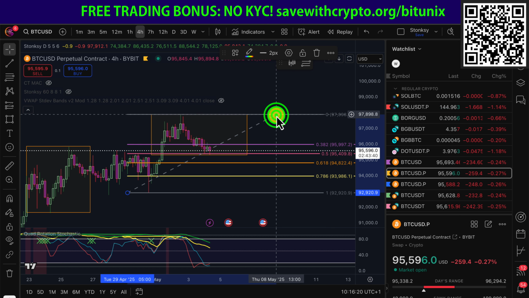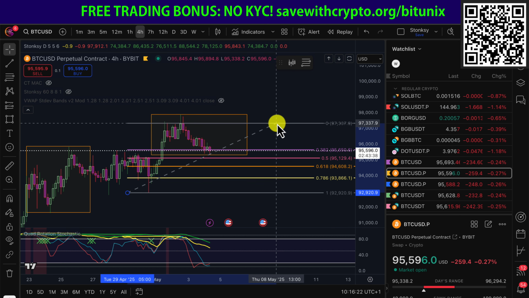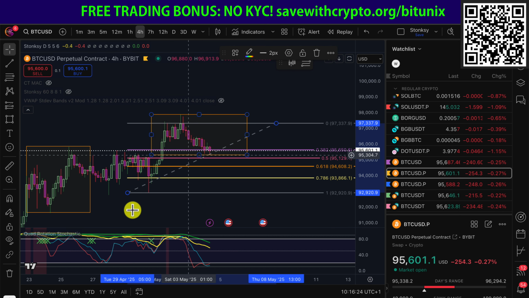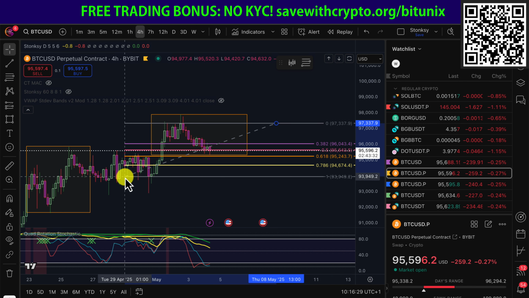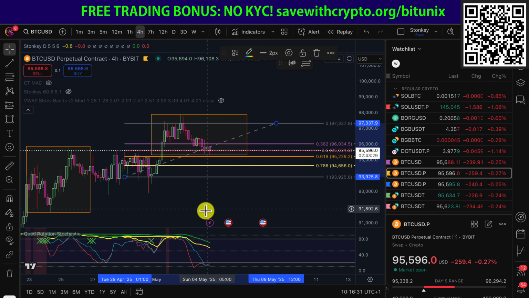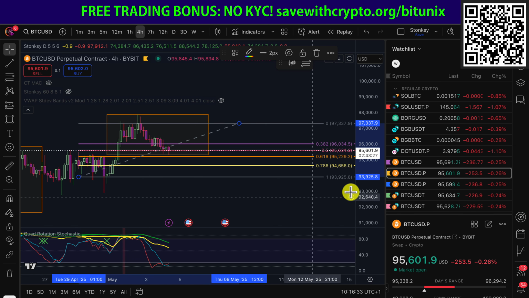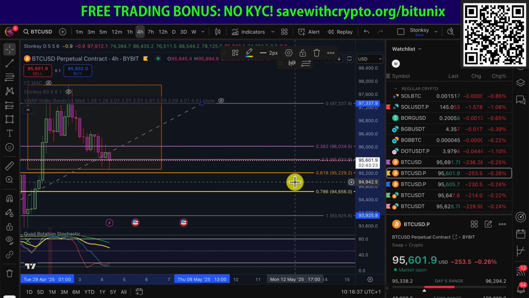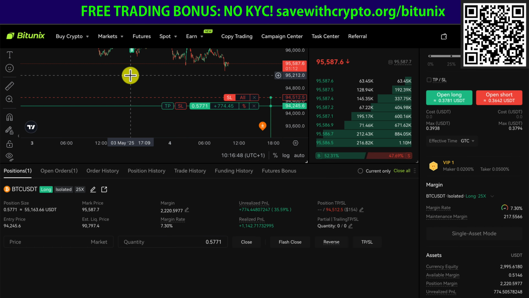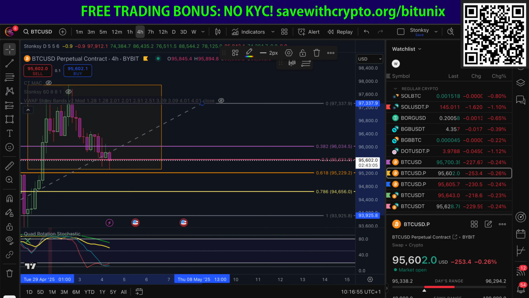Sometimes I like to go from the candle bodies as well, so let's go from the top of those bodies there to the candle bodies there. So the 618 is actually pretty much where it just went to, but not quite. 618 there would be at 95229, so that would also be a possibility as well. Anyway, that's how I'm trading it today.